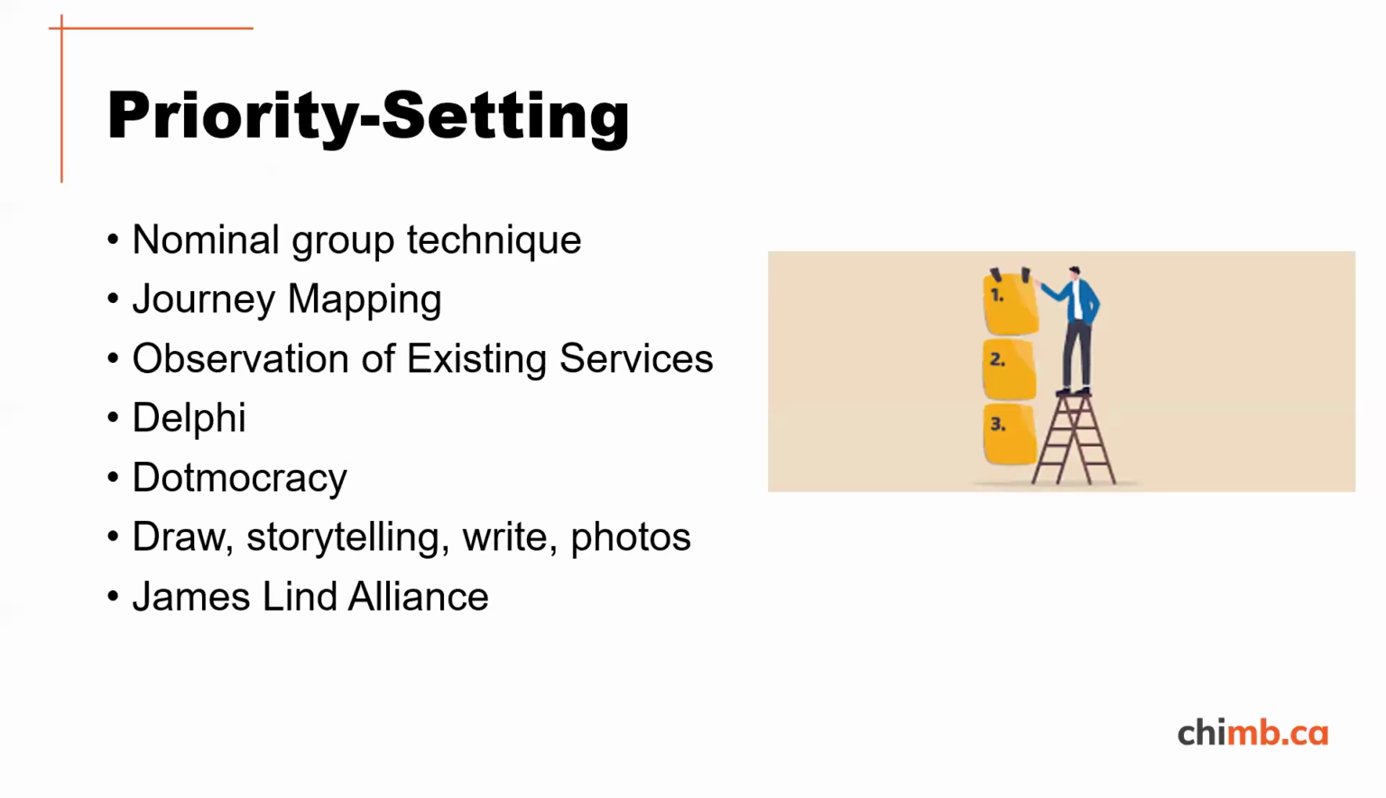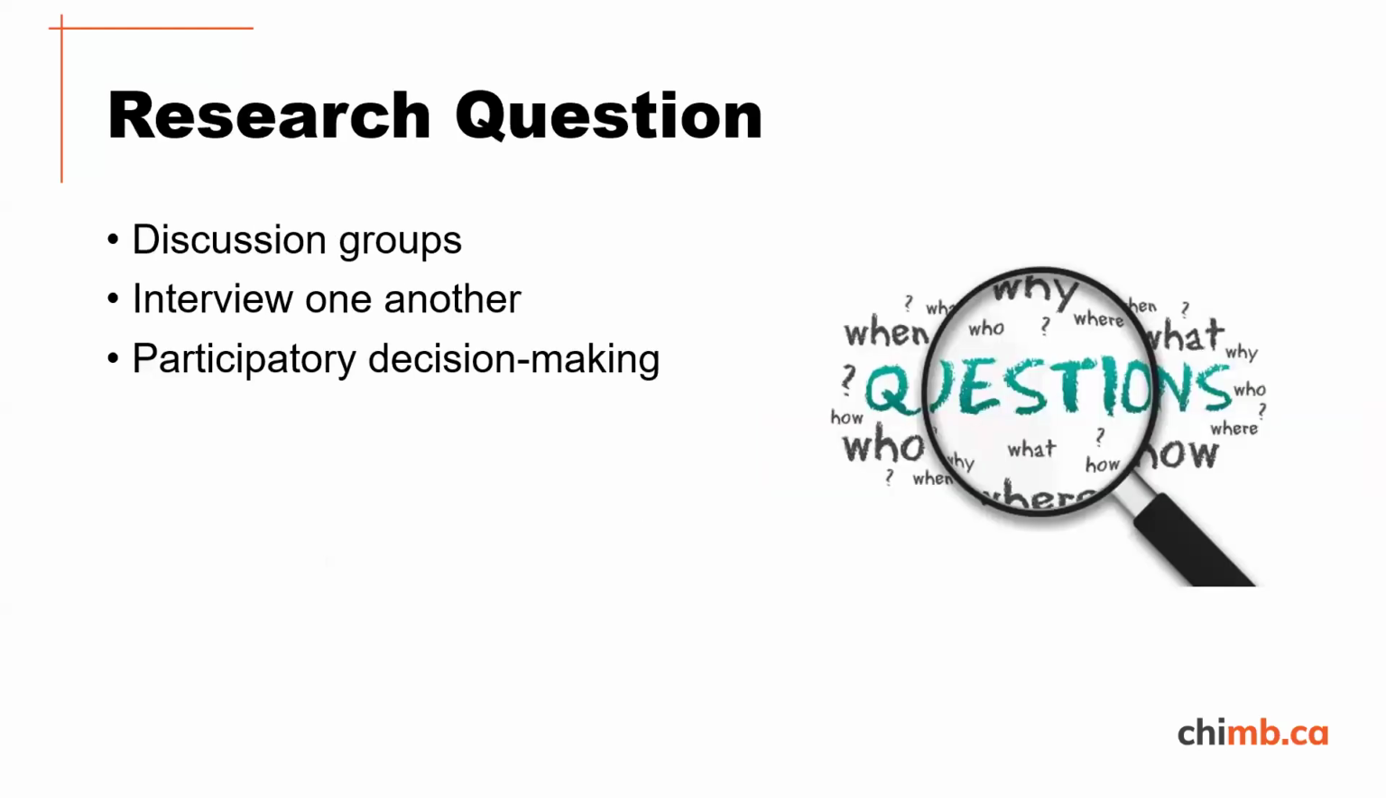So, participatory approaches: if you are doing priority setting within one meeting, so one of your first meetings is priority setting, you could use a ton of different participatory approaches, whether it's a nominal group technique or a journey mapping, observation of existing services, democs we use a lot, or drawing and storytelling and writing. For the research question, you can have discussion groups, you can have people interview one another, you can use participatory decision making.